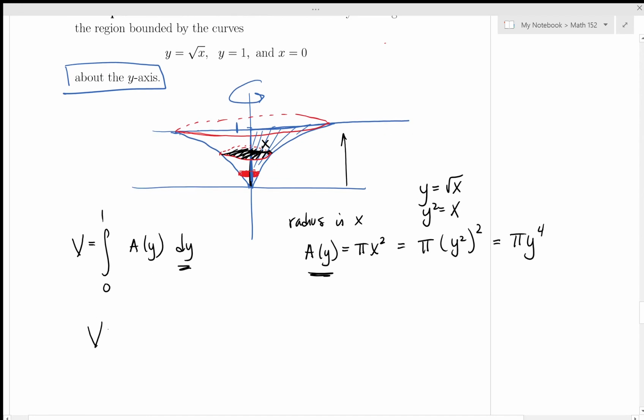The volume of this shape is the integral from 0 to 1 of pi y to the 4 dy, and that is 1/5 y to the 5, let's not forget the pi, times pi evaluated at 0 and 1, and that is, let's see, pi by 5.